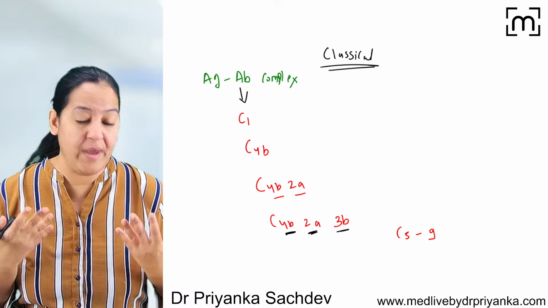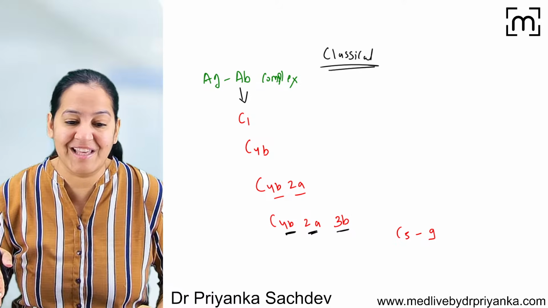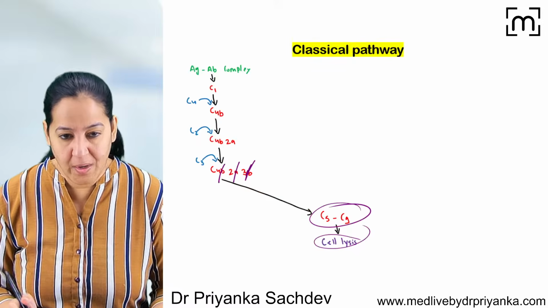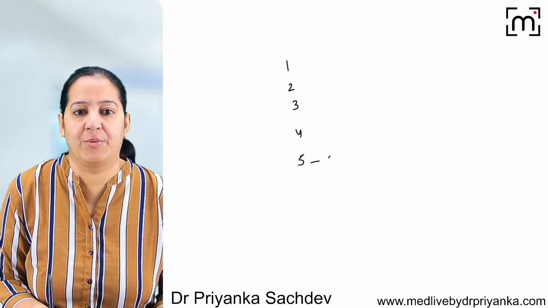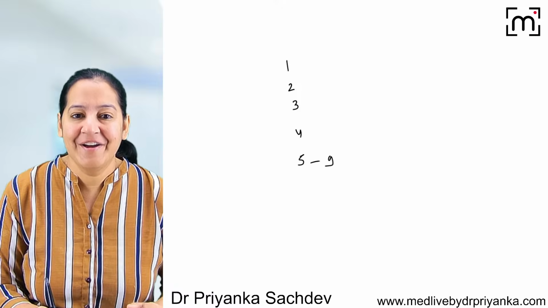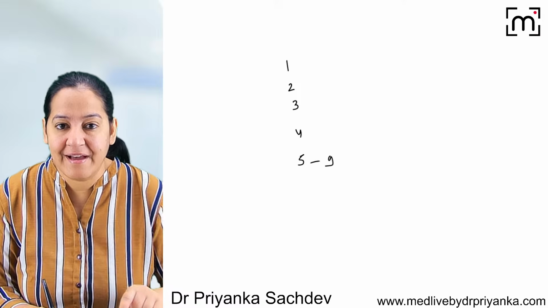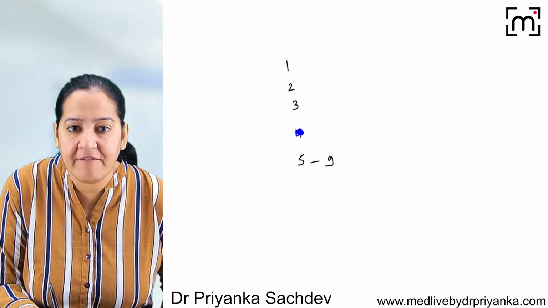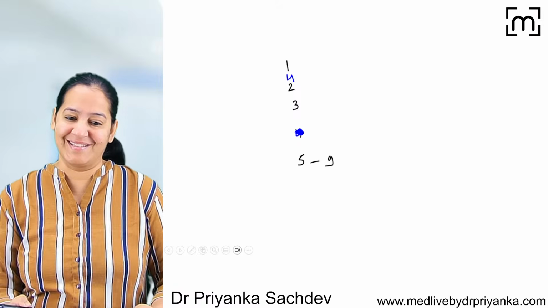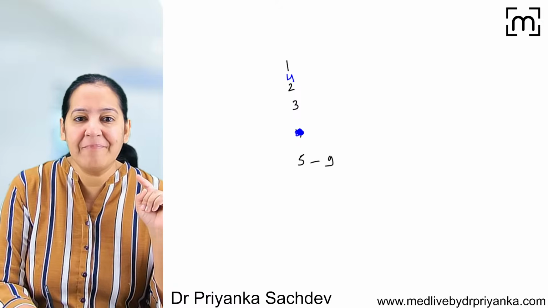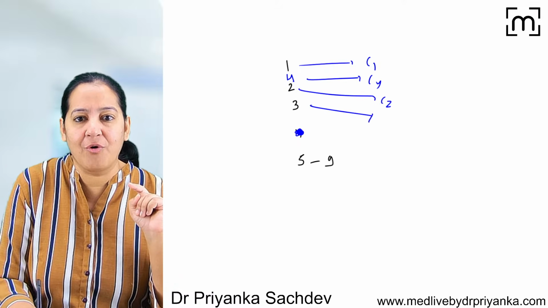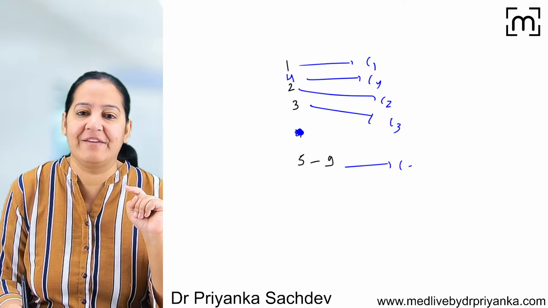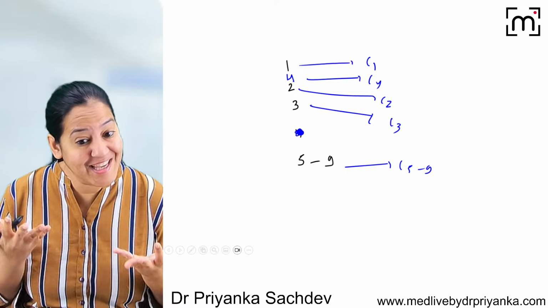You will say, ma'am, it looks very difficult to learn the sequence. It's very easy. Everyone knows 1, 2, 3, 4, 5 to 9. This is how I learn. I will remove 4 from here and put 4 here. This is the sequence of classical. It's as easy as that. C1, followed by C4, followed by C2, followed by C3, and followed by C5 to C9.